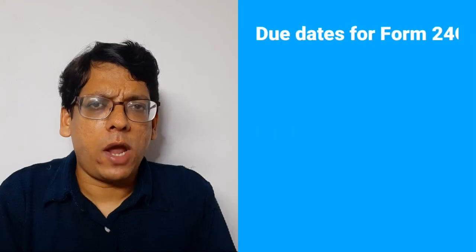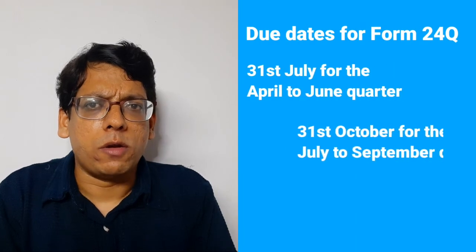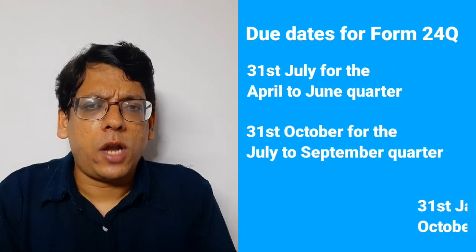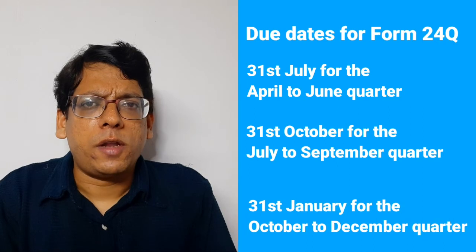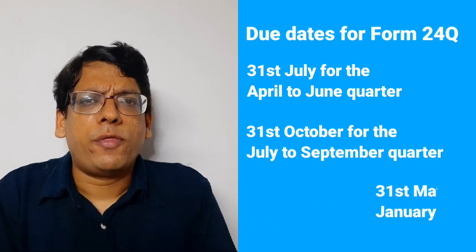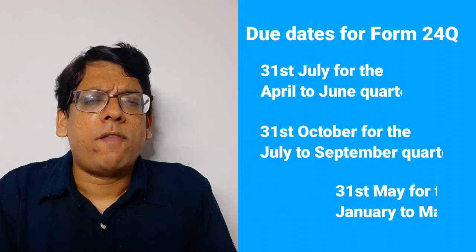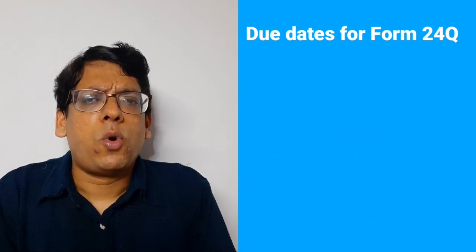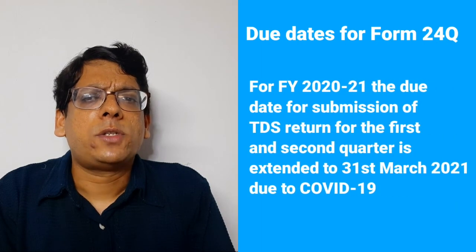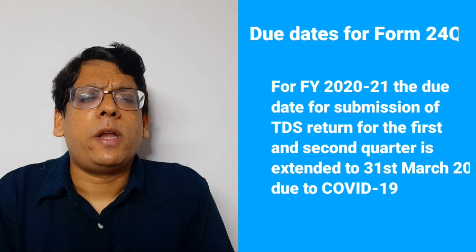The due dates of Form 24Q are the 31st of July for the April to June quarter, 31st of October for the July to September quarter, 31st of January for the October to December quarter, and 31st May for the January to March quarter. For FY 2021, due to COVID-19, the due date for submission of TDS return for the first and second quarter stands extended as of 31st March 2021.